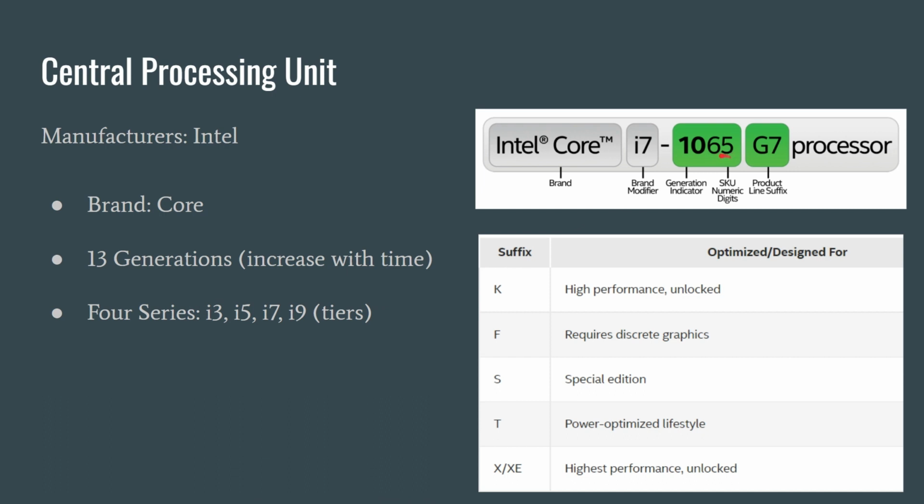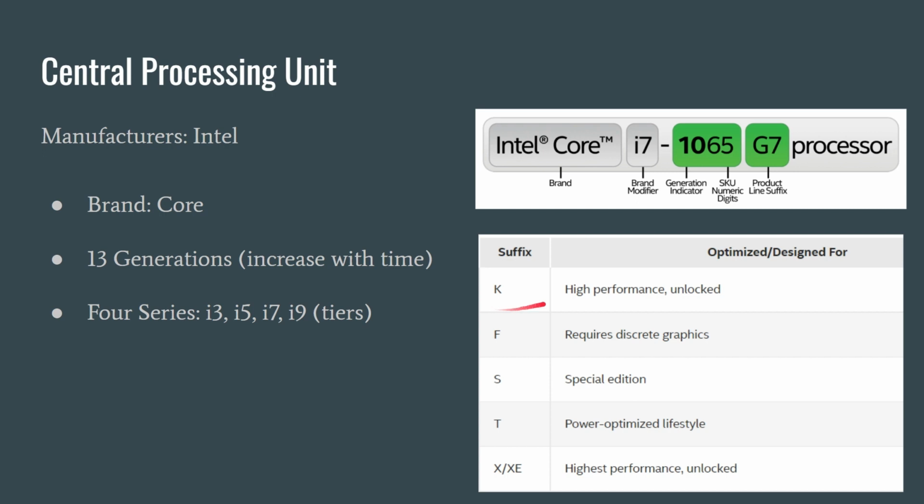Those will be distinguished by the second part of this number. Here's the generation number, and here's the SKU, or specific model number. And then there are also going to be suffixes. This is the same with AMD. We're going to have different types of suffixes, and this is not a full table, but you can look up the full table.